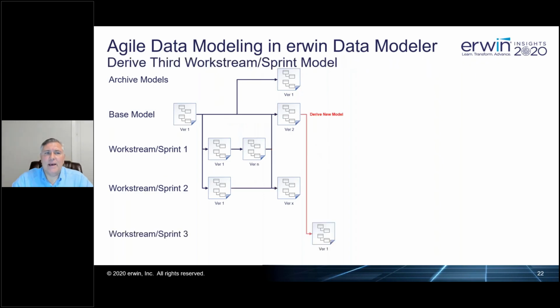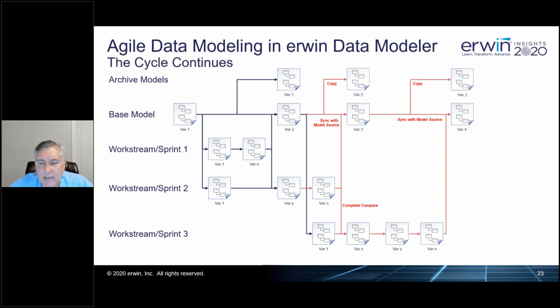Moving on from that, we can even introduce a third work stream or sprint model, our work stream sprint 3. We derive it out of the most current version of the base model. And through that, we can derive a new model and then modify it and adapt it as we need to get to a final version for that sprint.